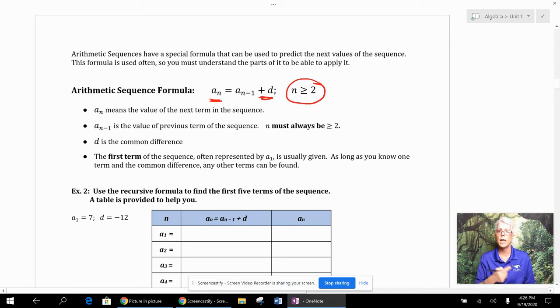This you will always see written. It's just telling you that n has to be a number that can be 2 or greater than 2. It's just a notation. You'll see it written alongside all of these. You can kind of ignore it.